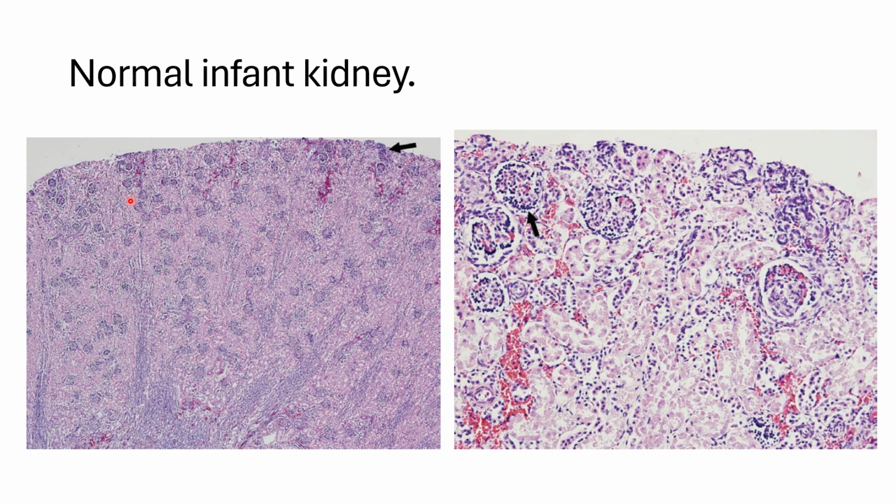So this is a normal infant kidney. So here we have the first slide. Here we have the residual germinal layer present that may remain for up to 12 months of age.